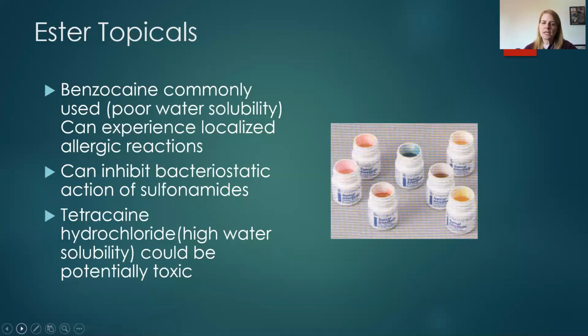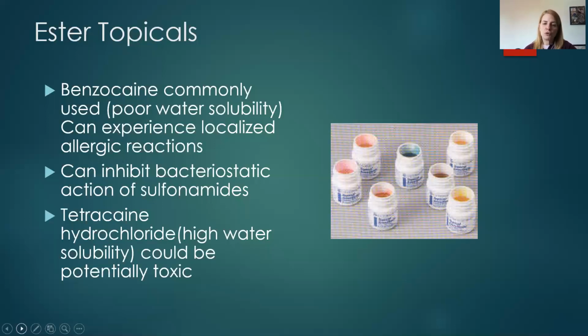Benzocaine is an ester. It has no maximum dose. We'll find as we start talking about the other topical types that there are maximum doses, but benzocaine does not have a maximum dose. Benzocaine can inhibit the bacteriostatic action of sulfa drugs or sulfonamides.